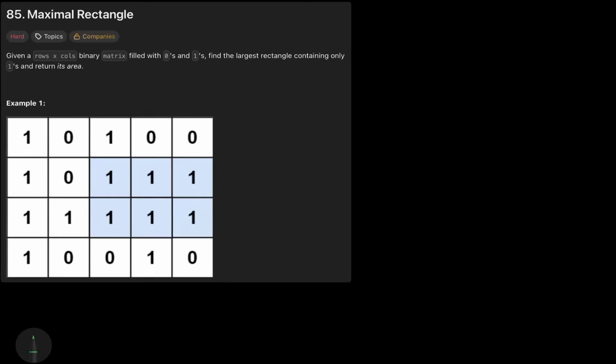Hello everyone, so today we are going to solve this LeetCode problem which is maximal rectangle. The statement says that we are given a matrix which is filled with 0 and 1 and we have to find the largest rectangle containing only ones and return its area. Suppose this is the example given.